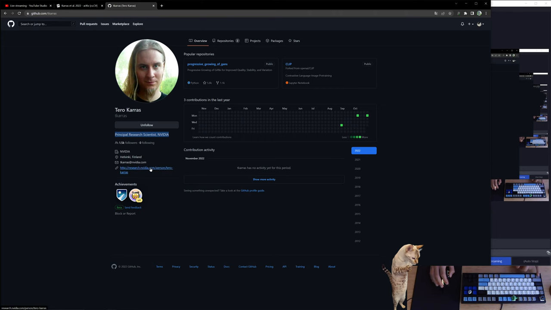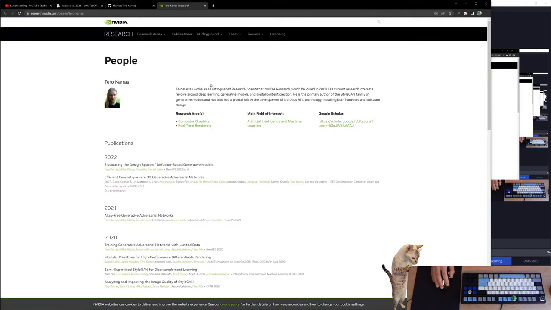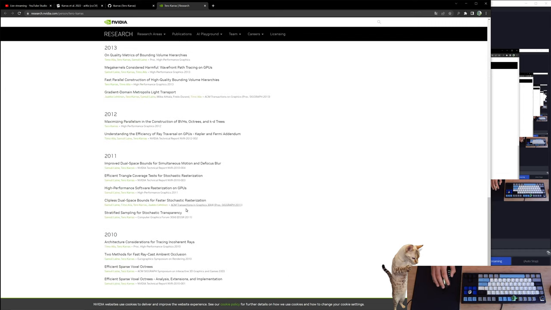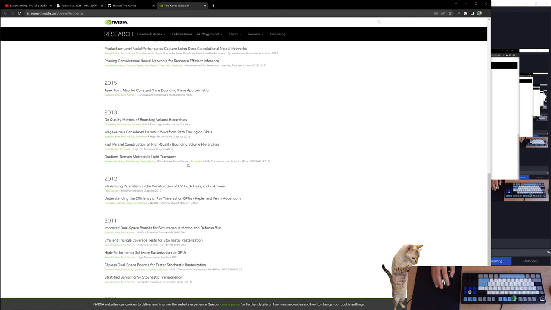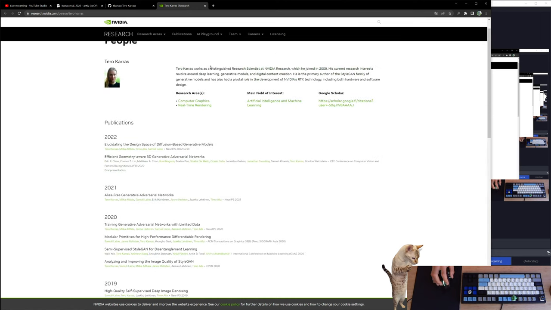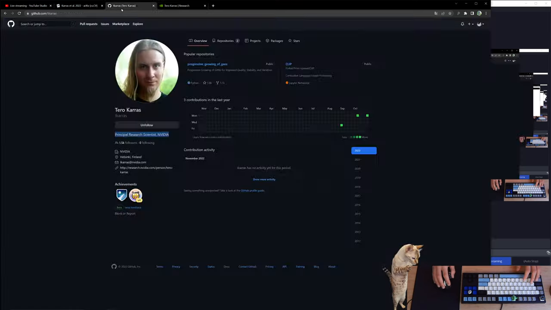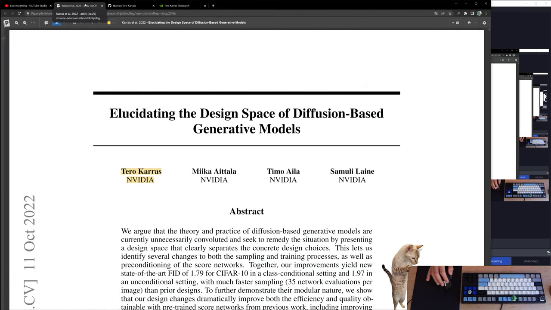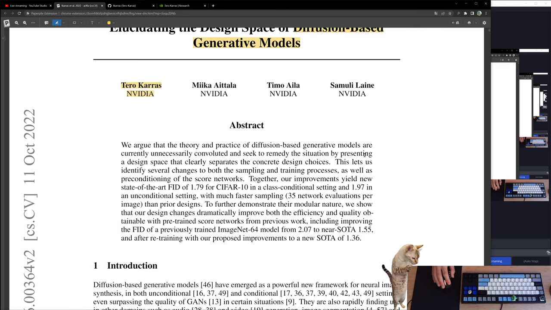And if we open up their page, lots of kind of interesting work. This guy's a kind of a lifetime researcher here, computer graphics, rendering, distinguished scientist. So this guy definitely knows his stuff. So this is interesting. Talks about diffusion-based generative models, right? Like Stable Diffusion, really all the rage recently.